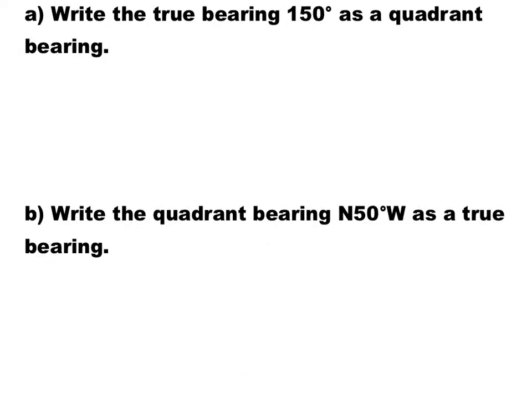In the next example, we are supposed to write the true bearing of 150 degrees as a quadrant bearing. First of all, the true bearing of 150 degrees means the angle between the vector and the north direction is 150. The first quadrant is 90, then 180, so the vector is going to be something like this one.